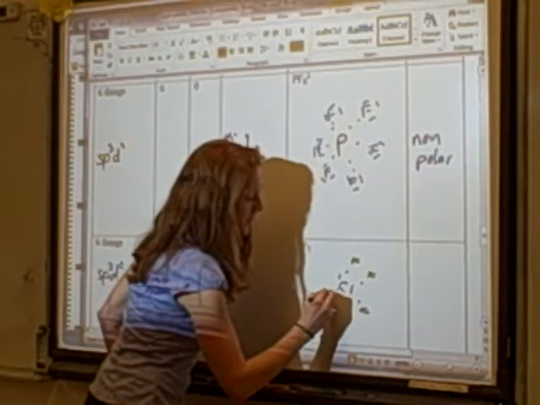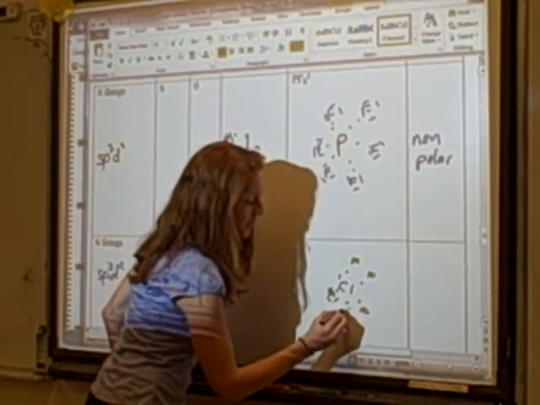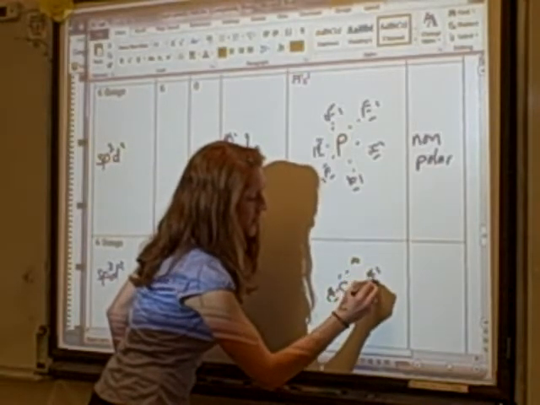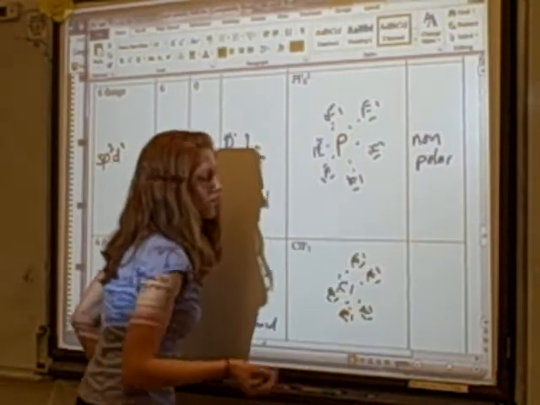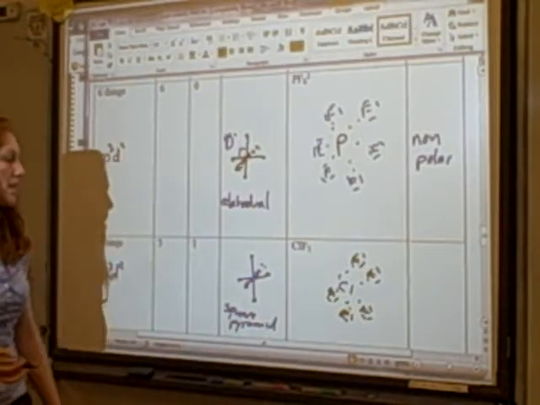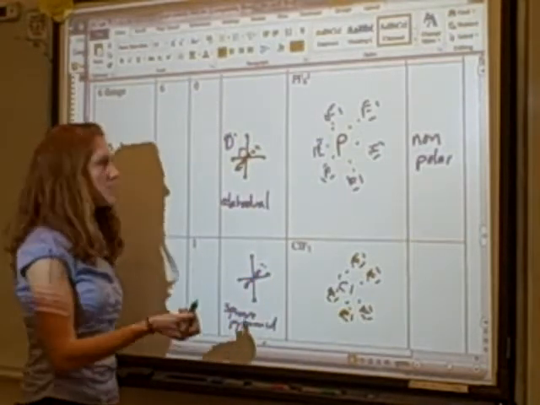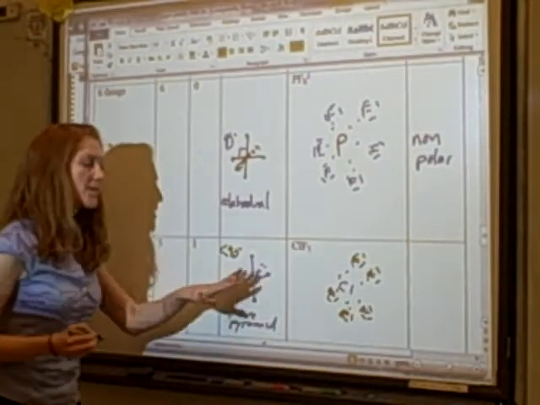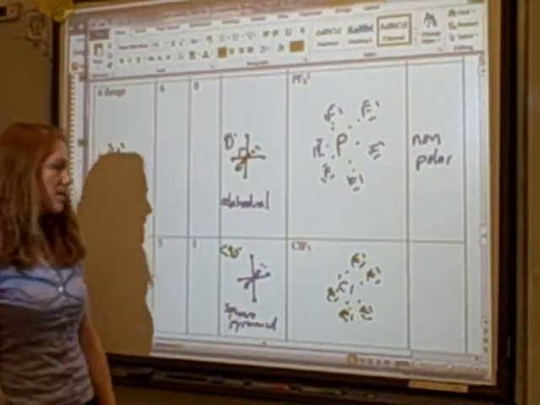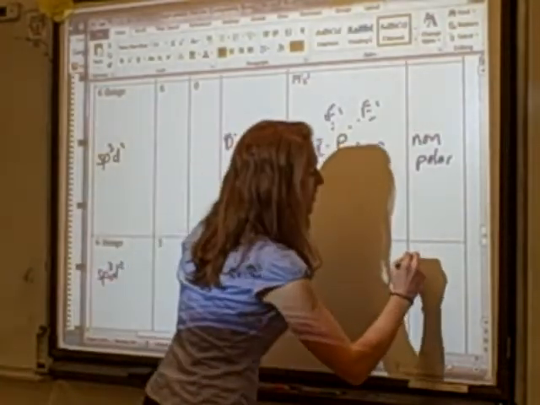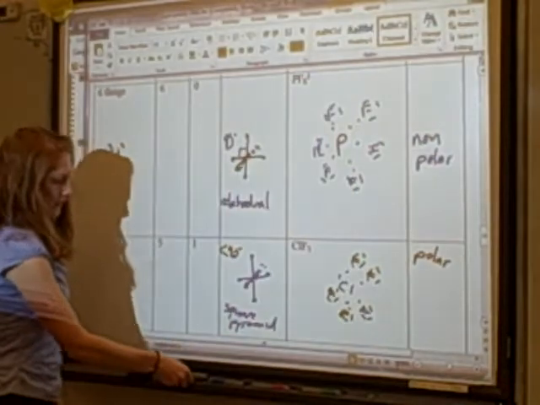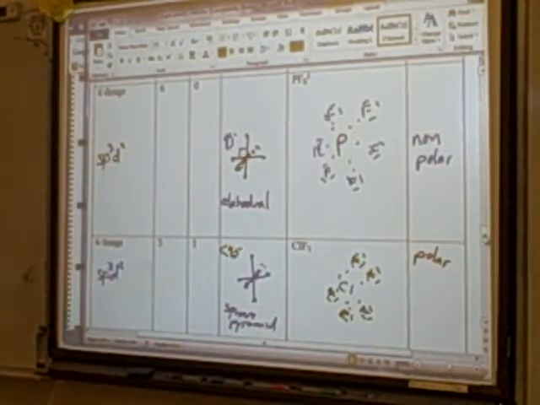And again, fluorine brings its 7 valence electrons with it. So that is my square base pyramid. This guy's no longer symmetrical because of that electron pair. The angles are going to be just slightly under 90 degrees, so a little less than 90 because that lone pair is squishing them a little bit. And since it's not symmetrical anymore, we now have a polar molecule. The negative fluorines aren't going to cancel each other out.